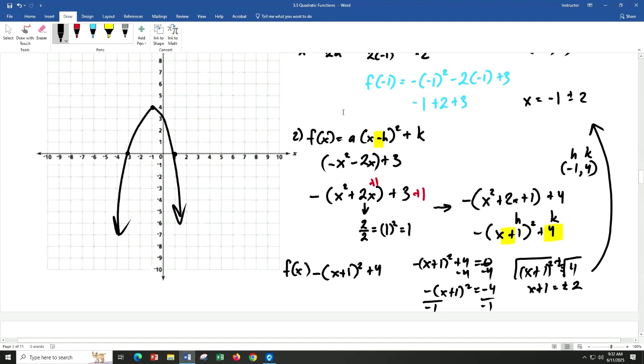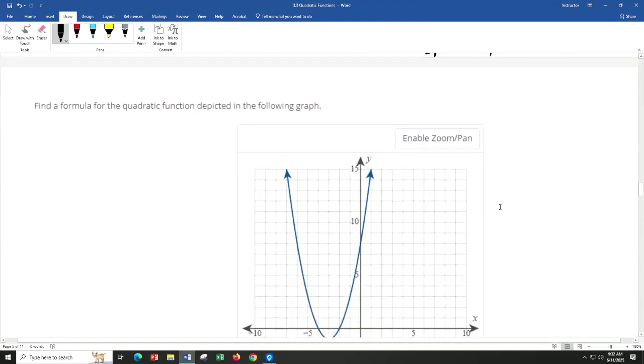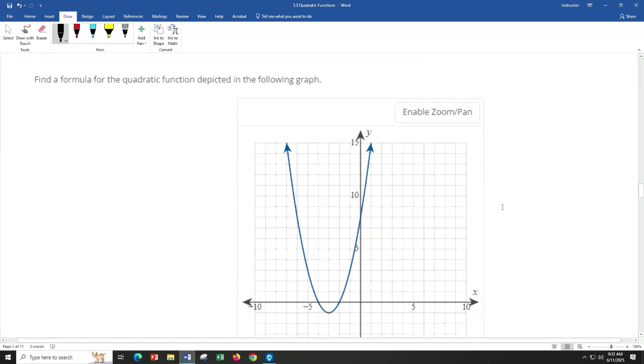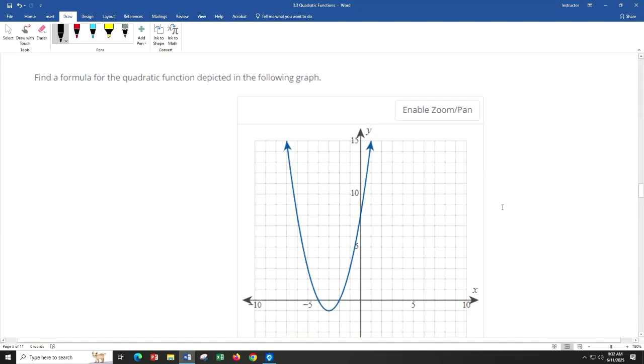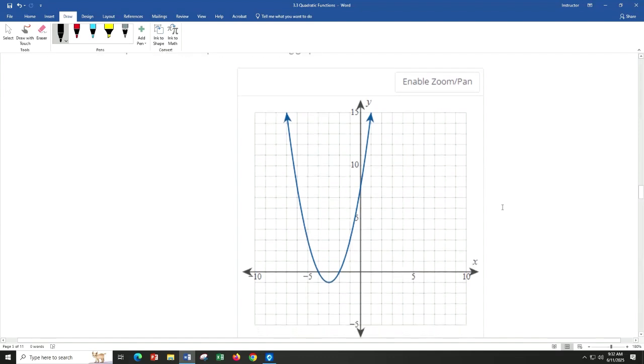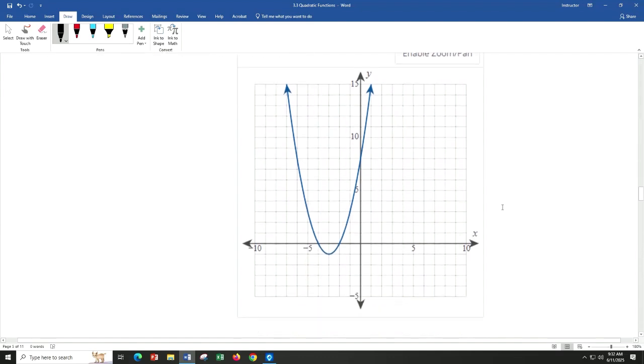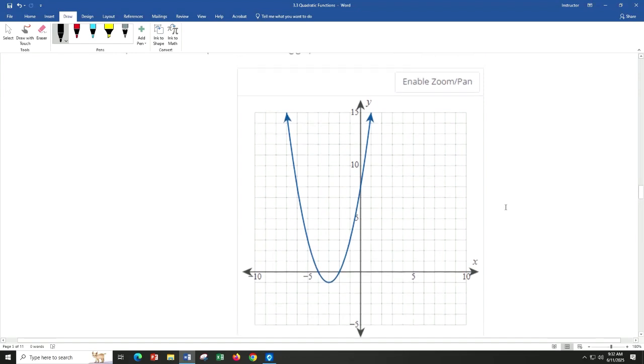Another one. Here we are. I'll leave this one for you. Find the formula for the quadratic function below. Notice on this one right here, you can look at this very carefully. I'll show you how to do this very quickly. First off, whenever you get one of these on your homework, one, find the x-intercepts.